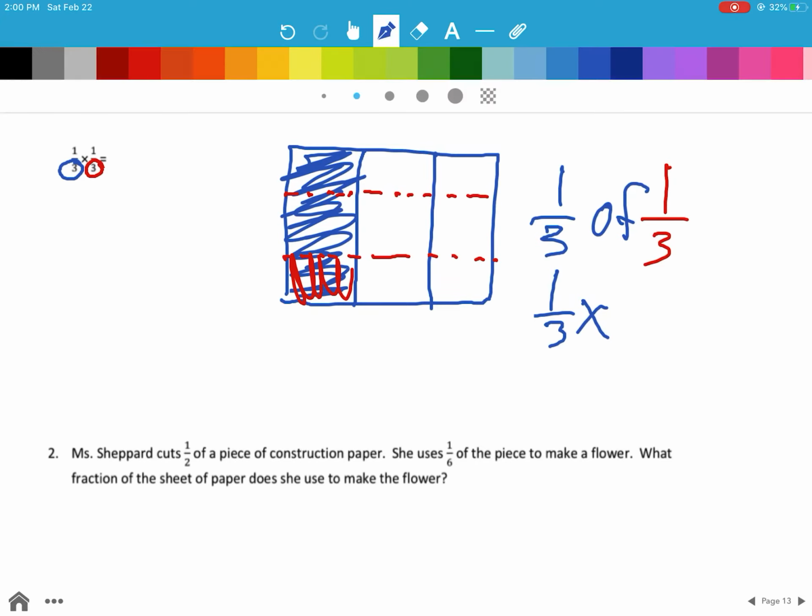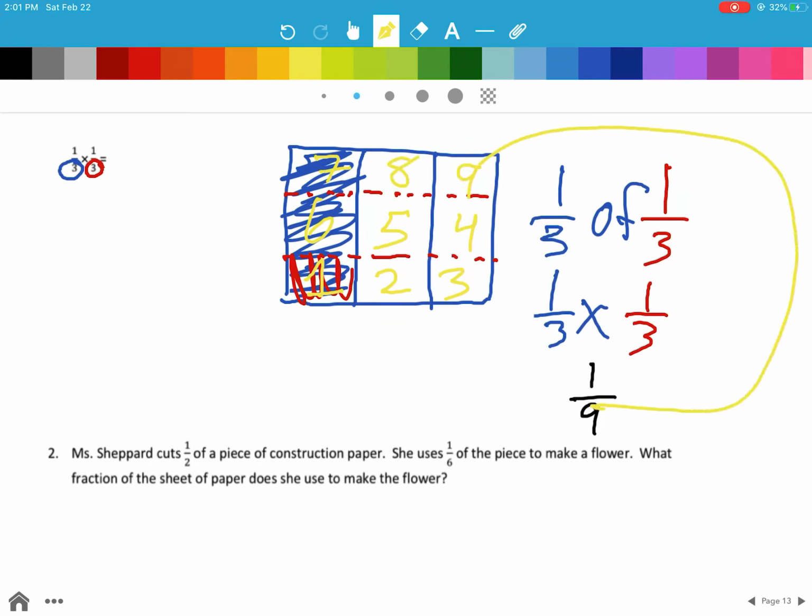1/3 of 1/3 is the same as 1/3 times 1/3, which is equal to 1/9. You might be asking, how do I know it's 1/9? Well, if I look here, I have one of these. Let me choose a different color, so it'll be a lot easier for you to see. One of these. And there's a total of 2, 3, 4, 5, 6, 7, 8, 9. So this 9 is what I get here. And this one that has both of them is a 1.